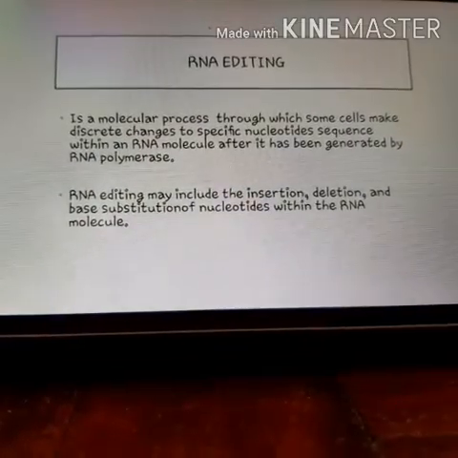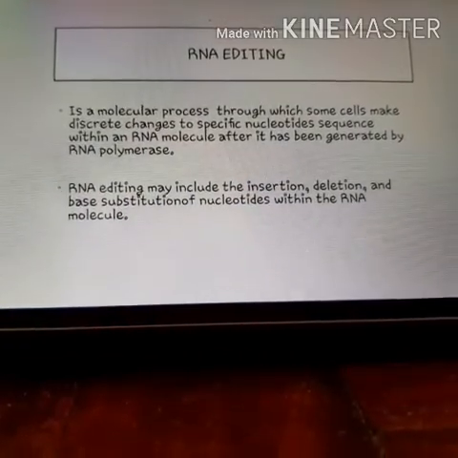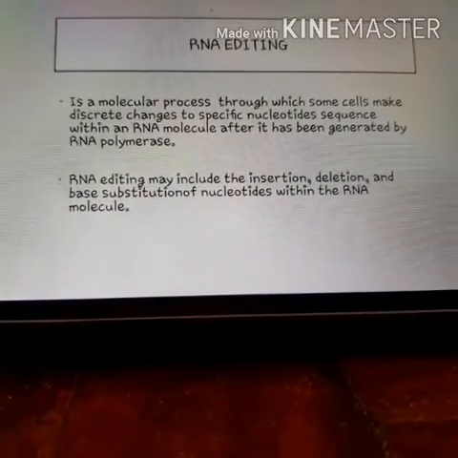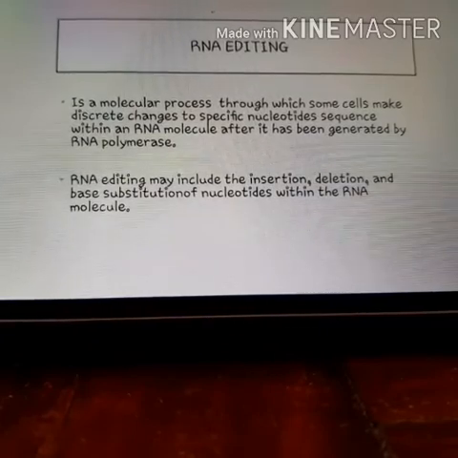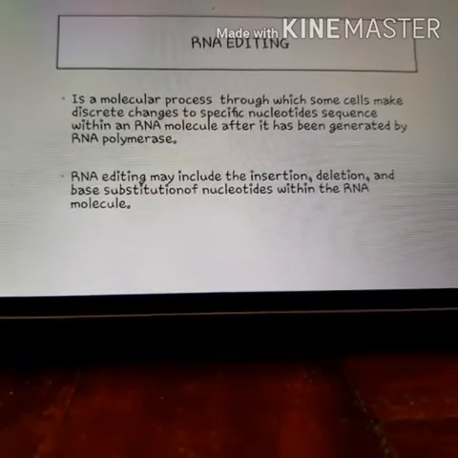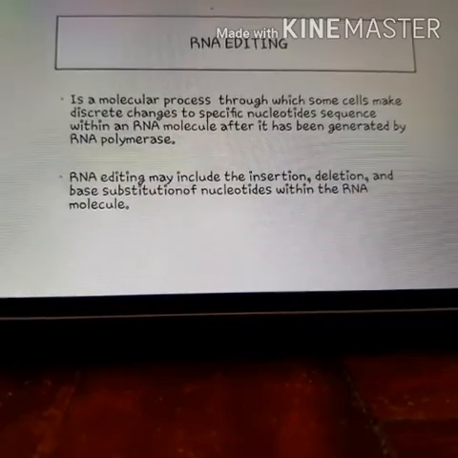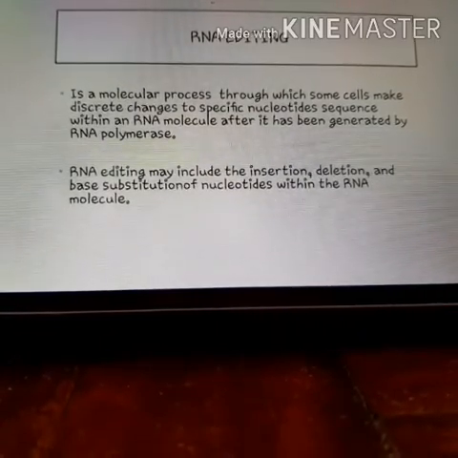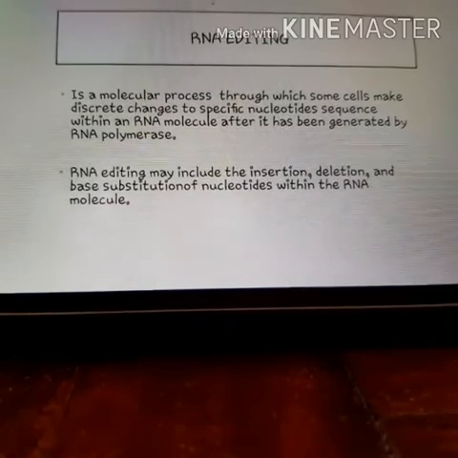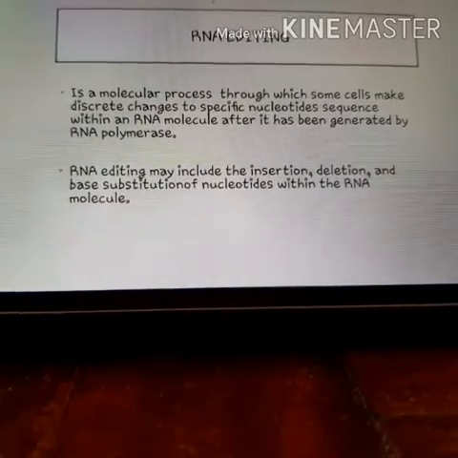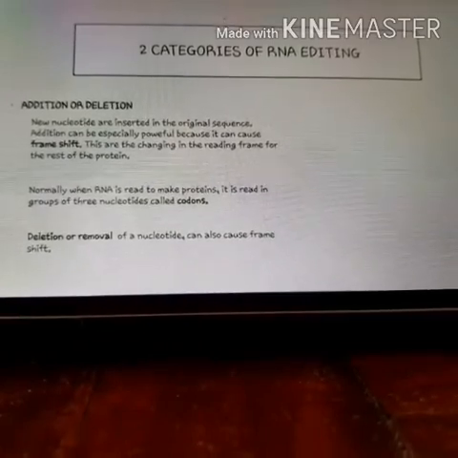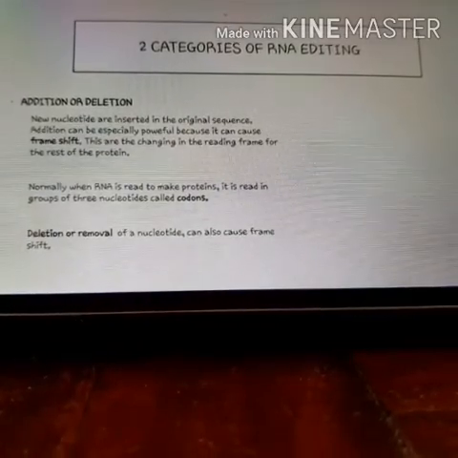RNA editing, as the word implies, there will be some changes o merong mga pagbabago dun sa sequence ng isang nucleotide within an RNA molecule. So, RNA editing may also include insertion, deletion, and substitution na madidiscuss nga natin mamaya, substitution of nucleotides within the RNA molecule. So there are two categories of RNA editing. Number one is addition or deletion.